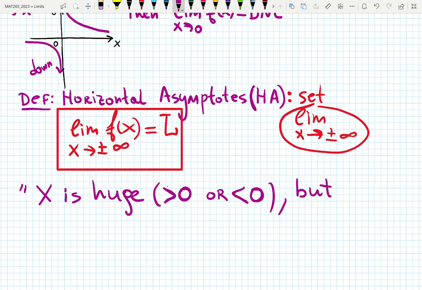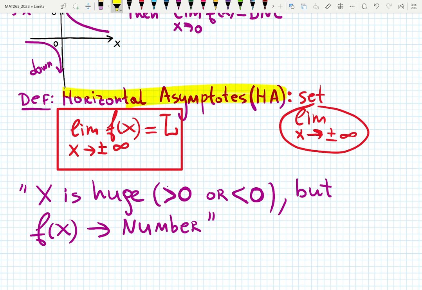But f of x is getting closer and closer, as close as we want, goes to a number, approaches a number. That's how cool it is. So that is a pretty interesting case. There are so many applications of those things. Lots of them. Biology has lots of horizontal asymptotes, which is also pretty cool. So we're going to be doing it right now in different examples. But I wanted to show you first some animations.